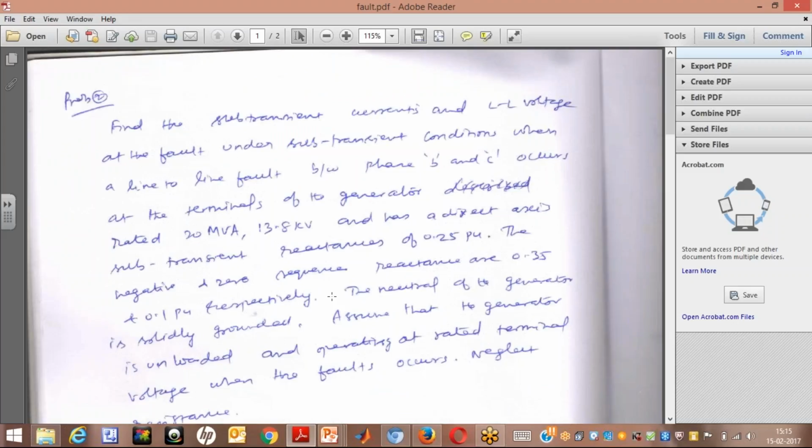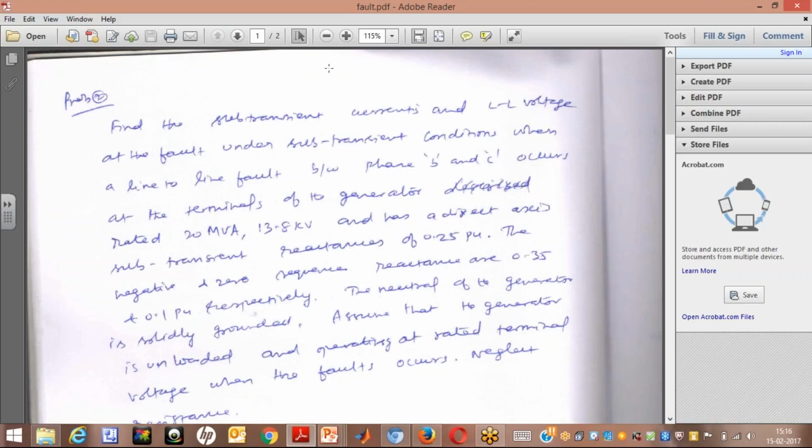I'm opening another PDF just to discuss a problem related with the double line fault. In class, we have discussed, I think, two problems in line to ground fault, which is very important related with the fault analysis. So here we will see this double line fault problem. Is it visible for you? It is handwritten only. I will read that because you cannot understand my handwriting.